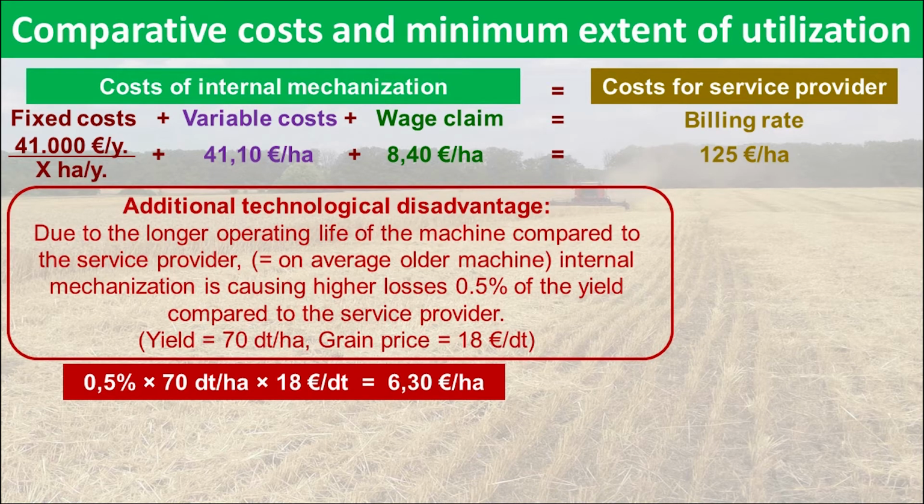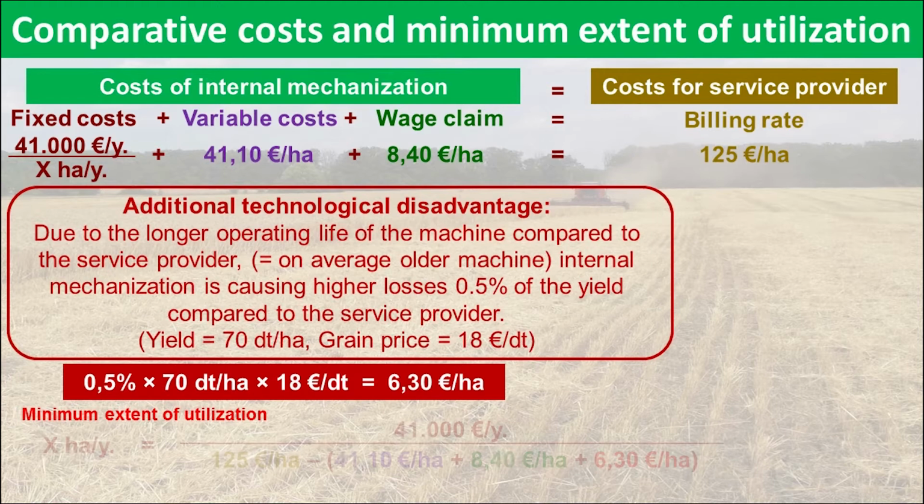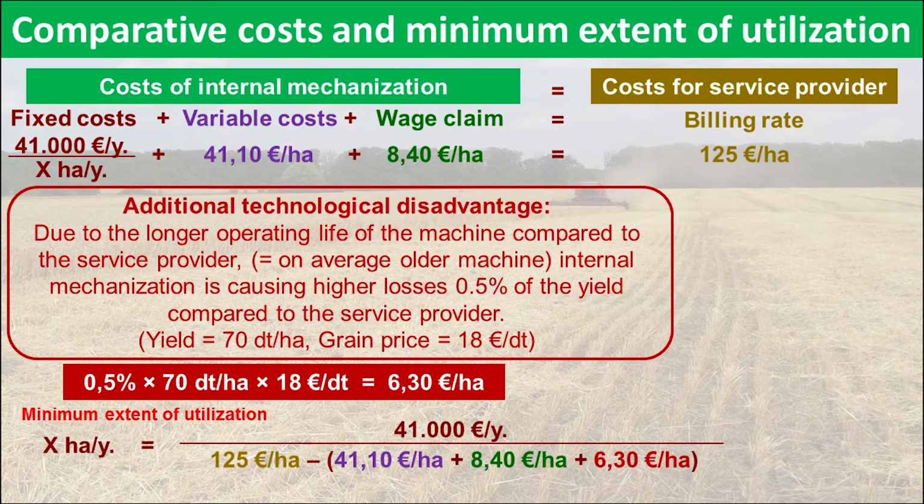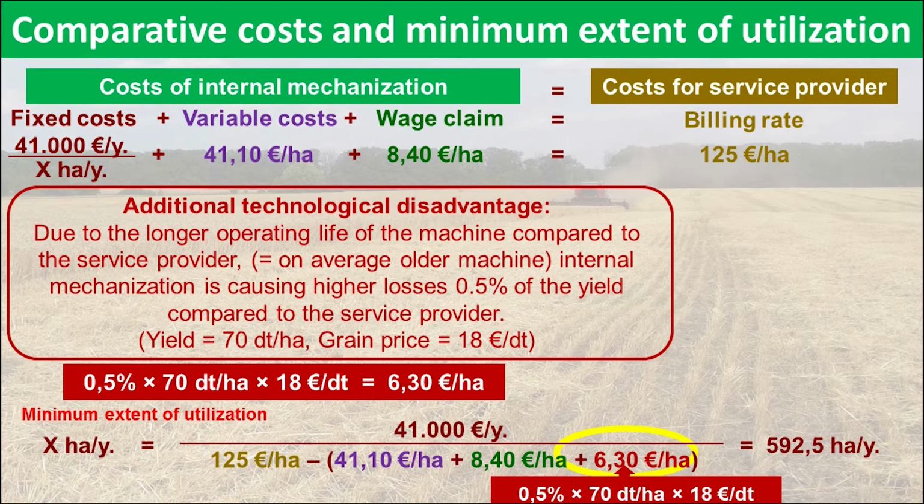This amount is now to be added in the formula for calculating the minimum extent of utilization on the side of the owned harvester to the variable costs for owned machinery. The result is the minimum extent of utilization for the owned harvester of 592.5 hectares per year. Now this is about 50 hectares more than the originally calculated minimum workload of 543 hectares. The disadvantage resulting from owned equipment favors the use of the service provider.